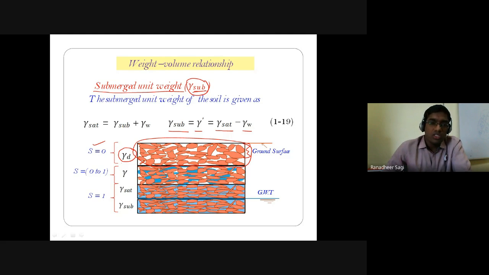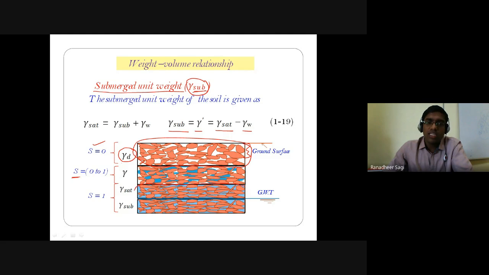Whenever the soil is partially saturated, which means that some void spaces are filled by water and the other remaining void spaces are filled by air, in such a case the unit weight is called the bulk unit weight, or total unit weight, or partially saturated unit weight of the soil. In such a case, the degree of saturation obviously varies between 0 and 1, as the soil is partially saturated.